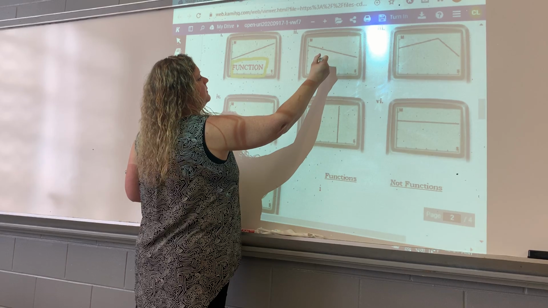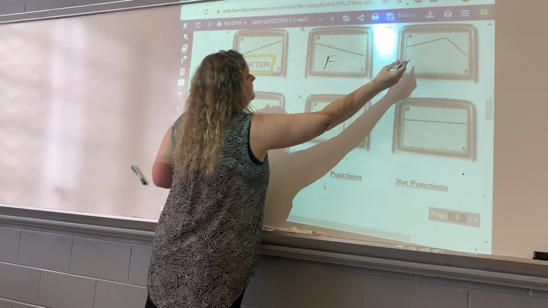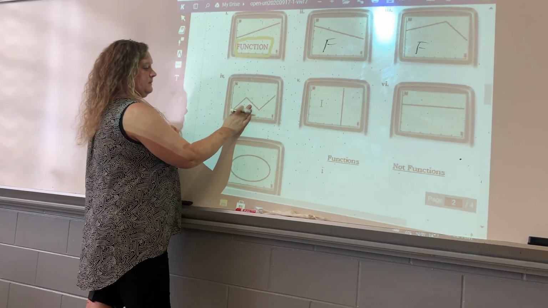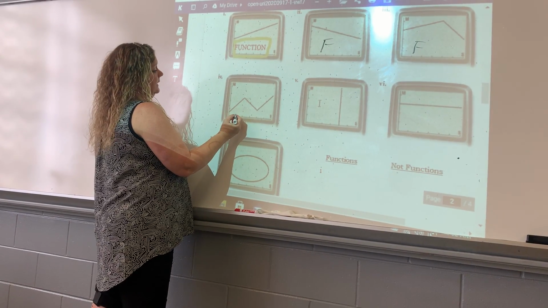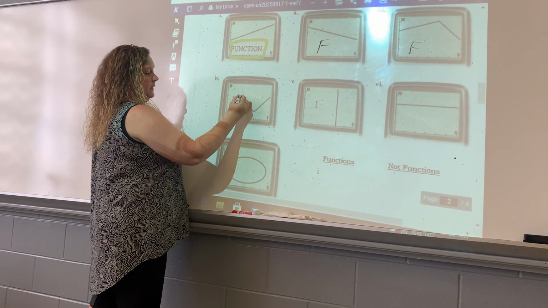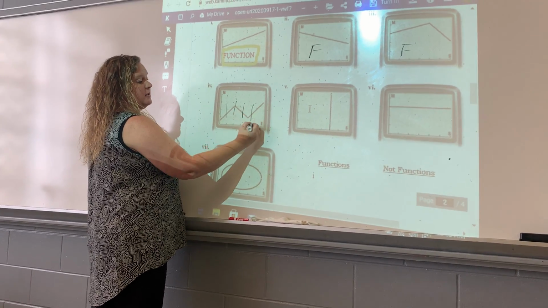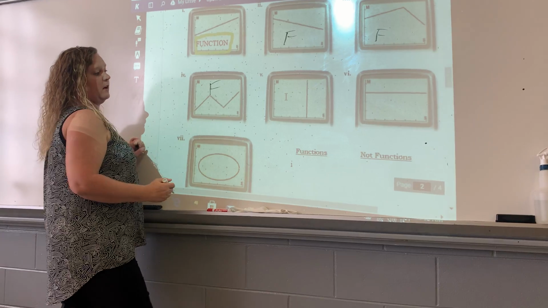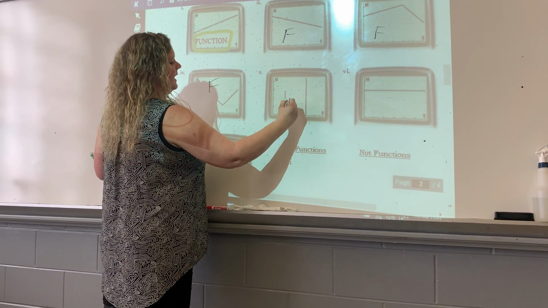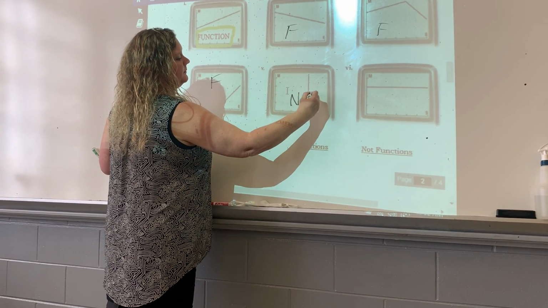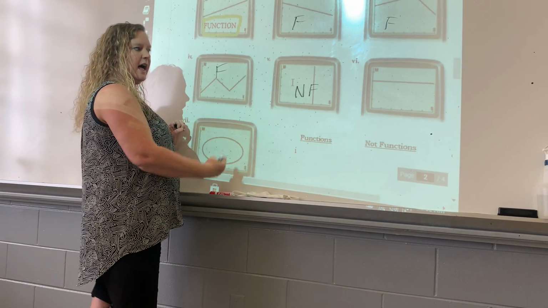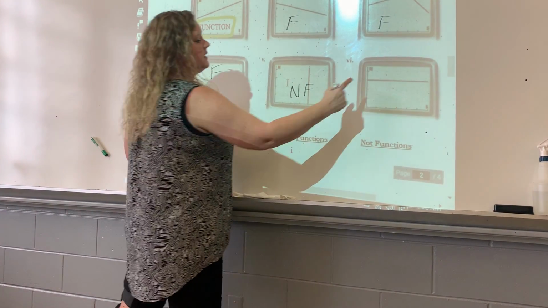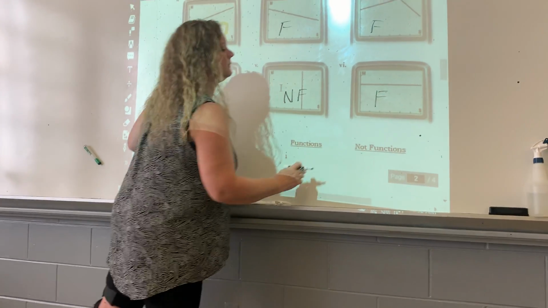Function or not a function? Function. Function. It is a function. No line crosses it more than once, right? So this one is a function. All right, what about this one? It's a function. And the vertical line is the only line that won't be a function. Yeah. All right, this one is a function.